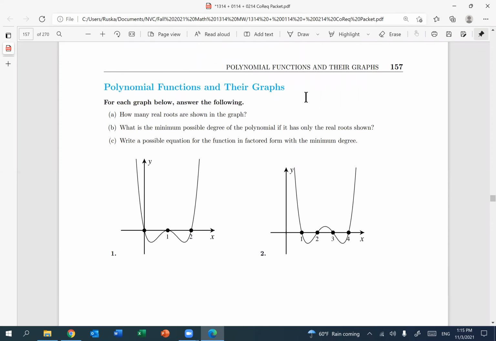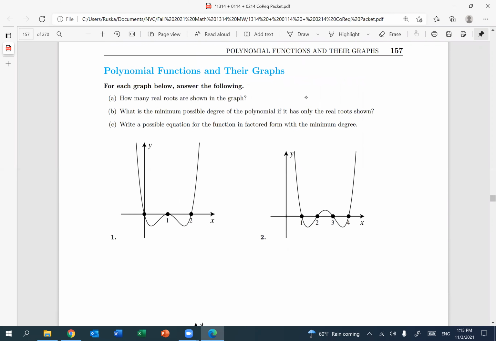So number 1 and number 2, how many real roots do we have? Real roots means how many x-intercepts. So looking at number 1, how many do you have? 1, 2, 3. There are 3 real roots. Real roots is the same as x-intercepts. What is the minimum possible degree of the polynomial if it has only the real roots shown? So what is the degree? So the degree of the polynomial, this is 3.